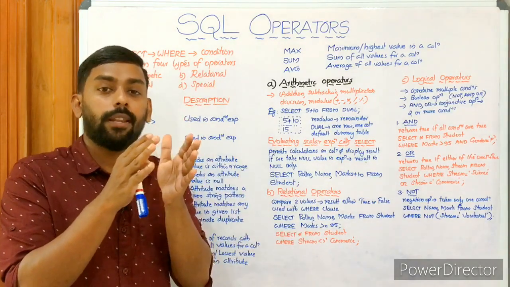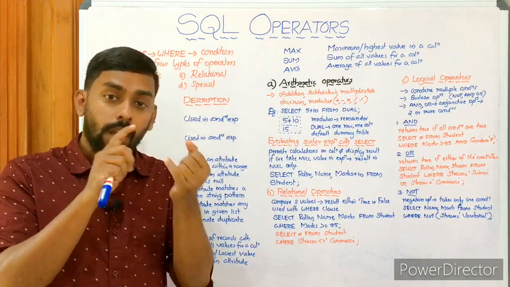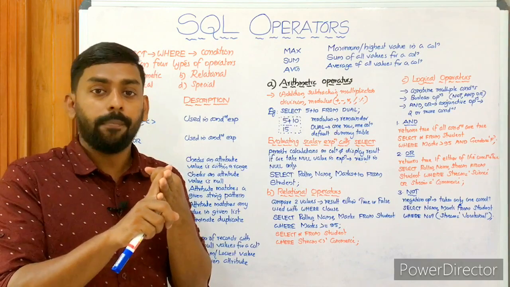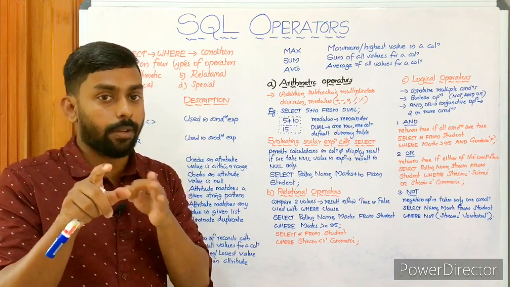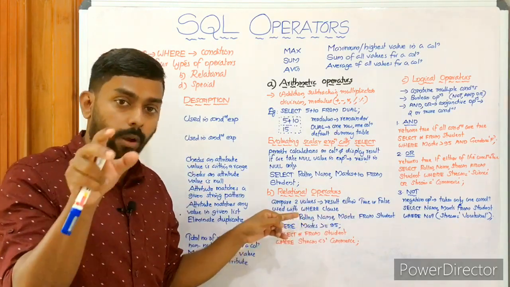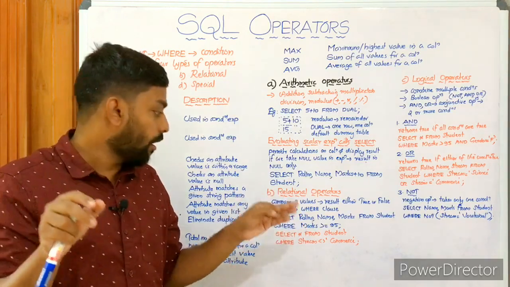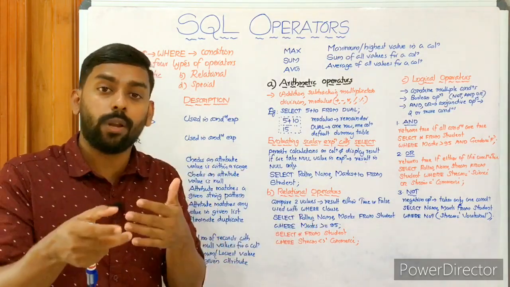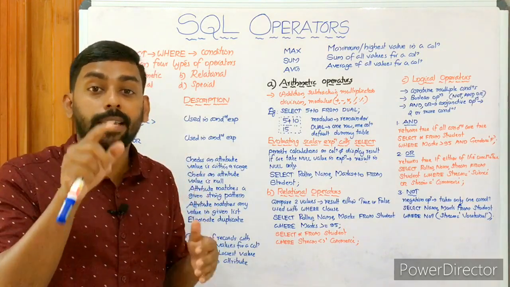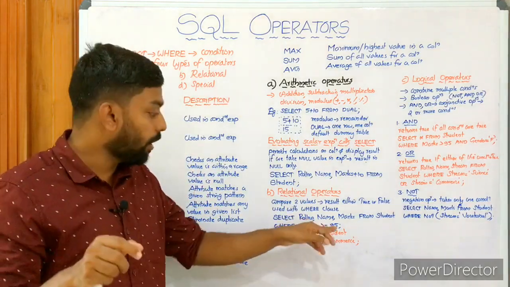It prints the details of those students. Which details? Roll number, name, and marks. Only these 3 columns will be displayed because we have selected only these 3 columns. These 3 columns will be displayed in the resultant table for those students who have scored marks greater than or equal to 95, including 95.